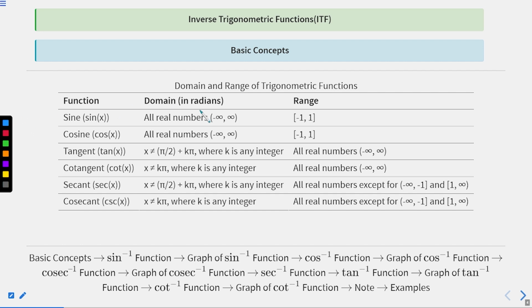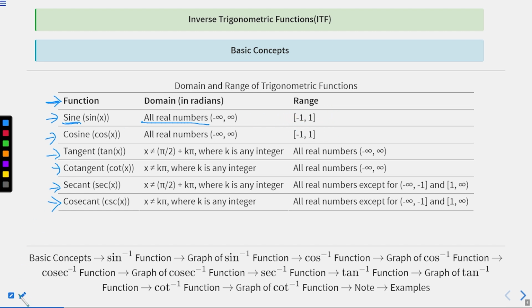So basic concepts, what you need to know first of all about the functions. The basic trigonometric functions: sine, cosine, tan, cot, sec and cosec. You must know their domains. Sine function domain is all real numbers and its range is -1 to 1.